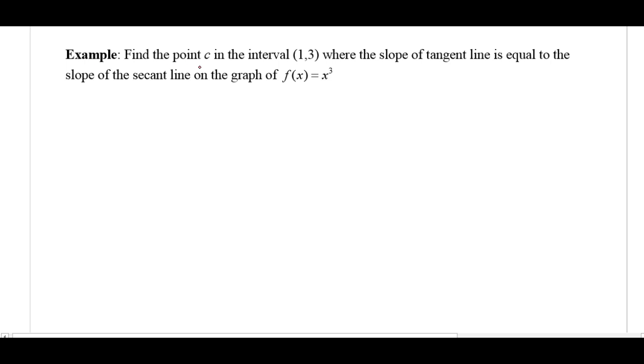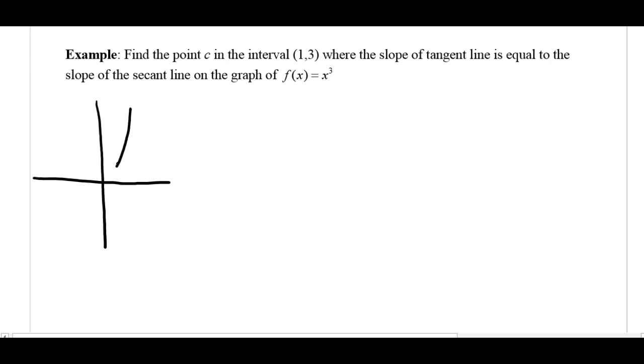Alright, in the next example, find the point C in the open interval from 1 to 3, where the slope of the tangent line is equal to the slope of the secant line on the graph of f of x equals x cubed. Same type of problem, it's just understanding the wording. This is basically saying that C satisfies the conclusion of the Mean Value Theorem, which is that the slope of the tangent line has to equal the slope of the secant line over the endpoints, (1, f of 1) and (3, f of 3).